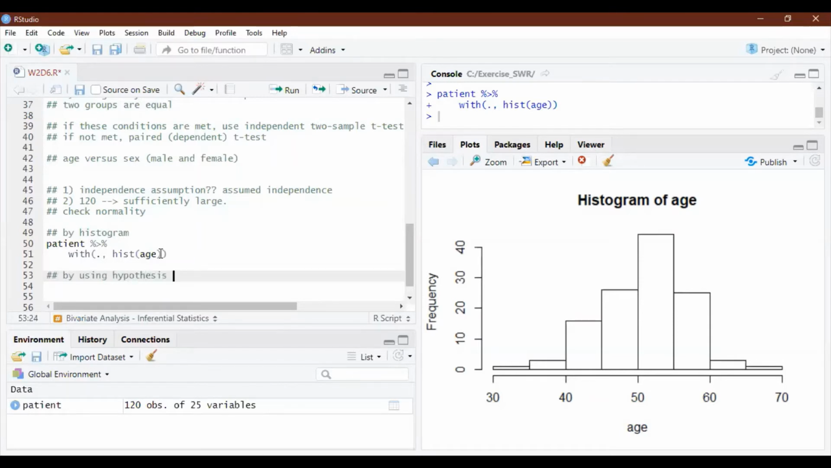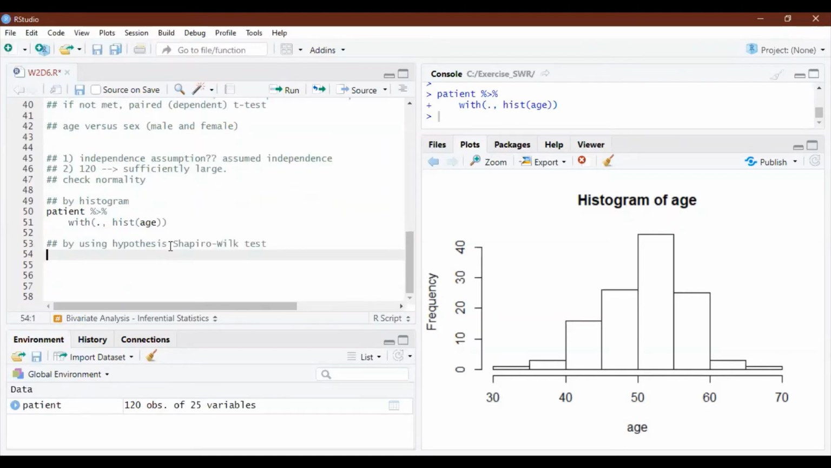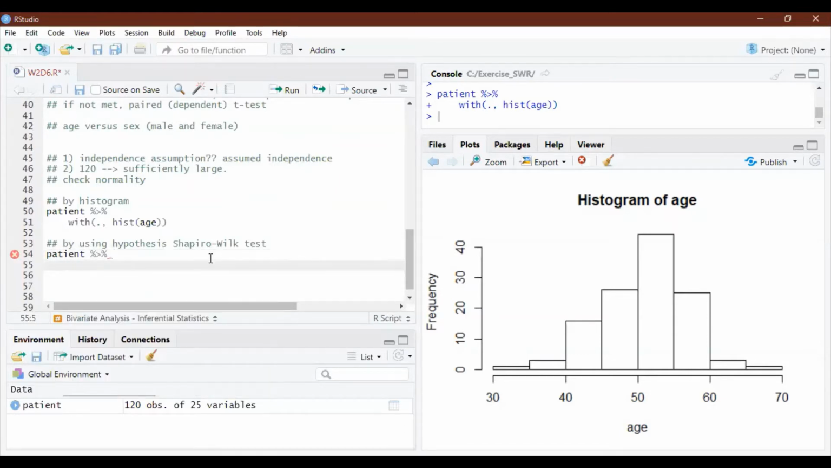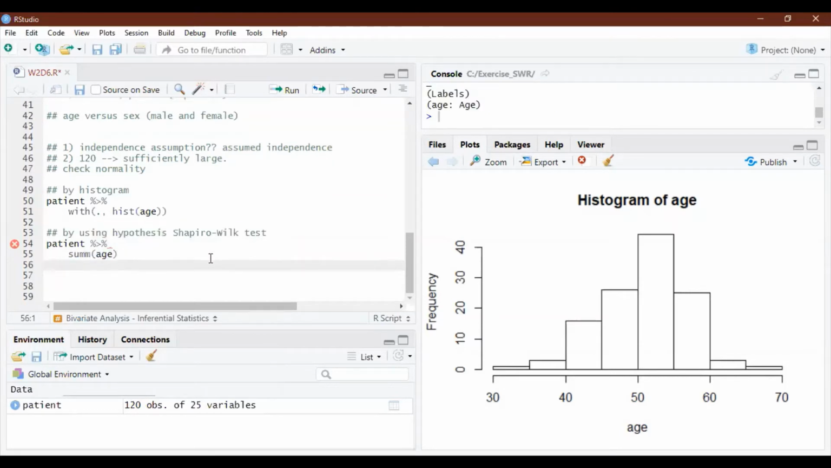It's called the Shapiro-Wilk test. Okay, Shapiro-Wilk normality test. Anyway, how do we do this? We can use MSTAT. Okay, so for MSTAT, you just summarize it. Summarize age.